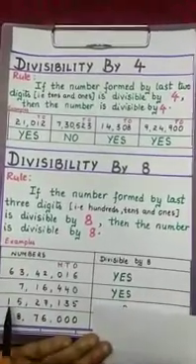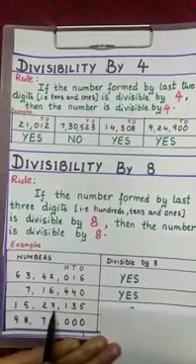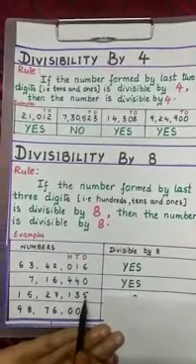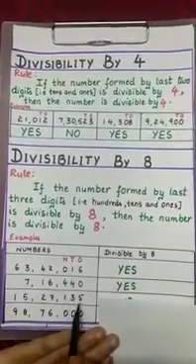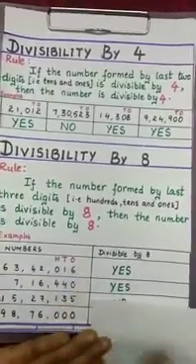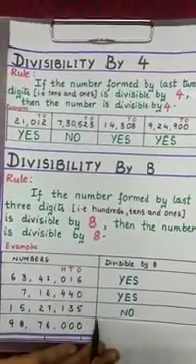Now third number, 15,27,135. The number formed by the last three digits is 135. 135 is not divisible by 8. Hence this number is not divisible by 8.